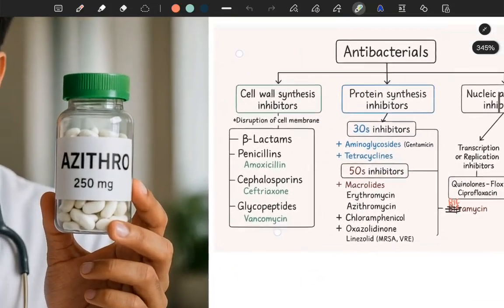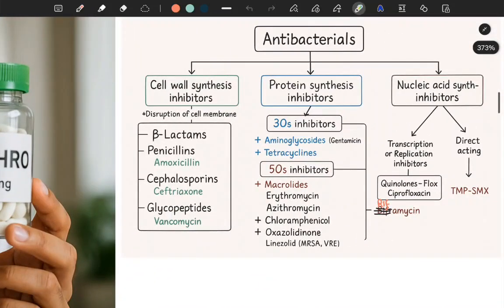So first we'll see their classification. Here we have amoxicillin, which is a beta lactam. It's a type of penicillin. These are cell wall synthesis inhibitors, so they cause disruption of the cell wall. Think of it like this: amoxicillin pierces the bacteria with a sword and the bacteria bursts open.